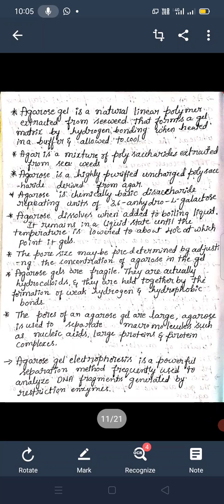The agarose gels are fragile. They are actually hydrocolloids, and they are held together by the formation of weak hydrogen and hydrophobic bonds. The pores of agarose gels are large. Agarose is used to separate macromolecules such as nucleic acids, larger proteins, and protein complexes. Agarose gel electrophoresis is a powerful separation method frequently used to analyze DNA fragments generated by restriction enzymes.